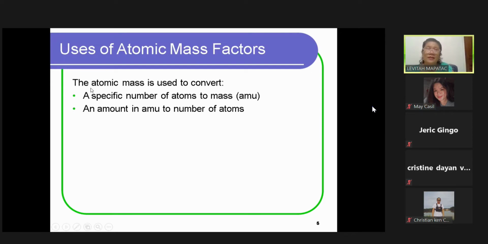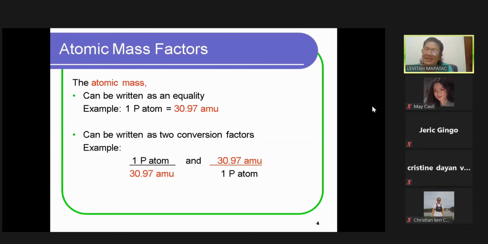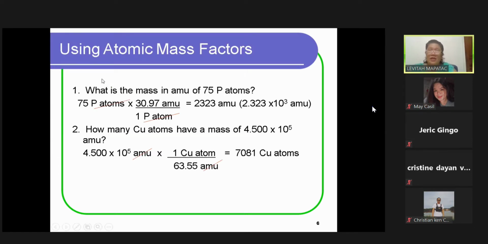So atomic mass is used to convert, first, a specific number of atoms to mass in atomic mass unit, then an amount in AMU to number of atoms. Remember, in 1 phosphorus atom, how many atomic mass unit is that equivalent to? 30.97. Okay. So, let us now use this as a mass factor.